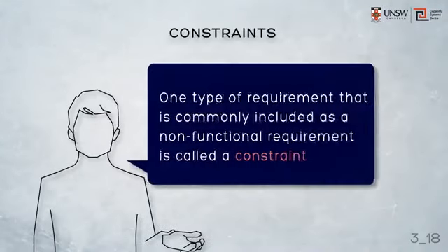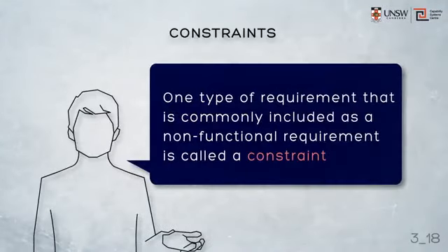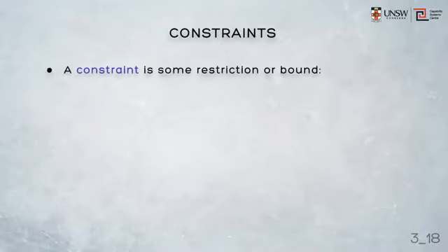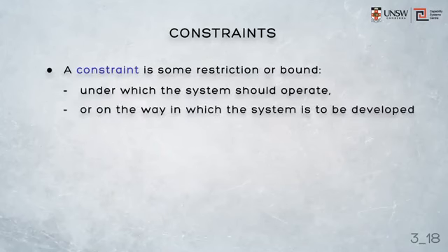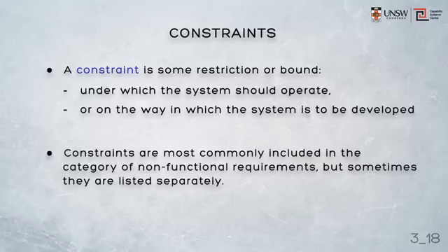One type of requirement that's commonly included as a non-functional requirement is called a constraint. And some people even separate constraints out, so they say that there are functional, non-functional and constraints. But it's common, and here we'll include it as one of the non-functional requirements. Either way, a constraint is some restriction or some bound, something under which the system should operate, or something that places a constraint on the way in which the system is to be developed. As I said, constraints are most commonly listed as a category of non-functional requirements, but some individuals and some companies list them separately.